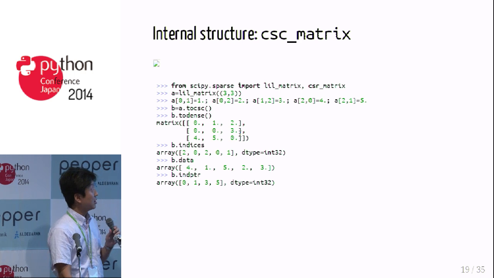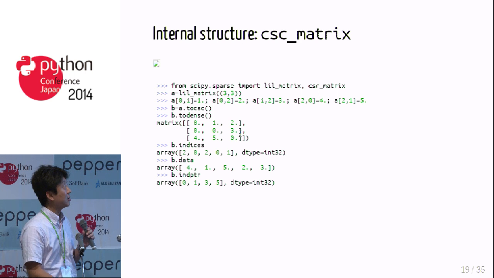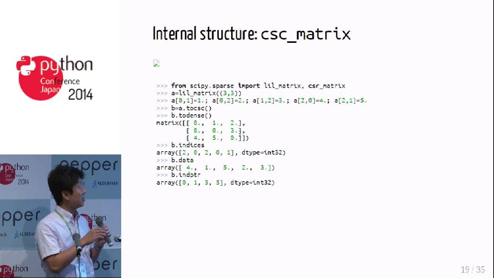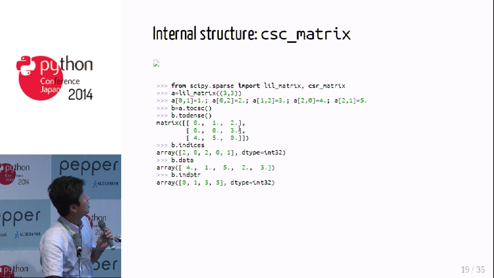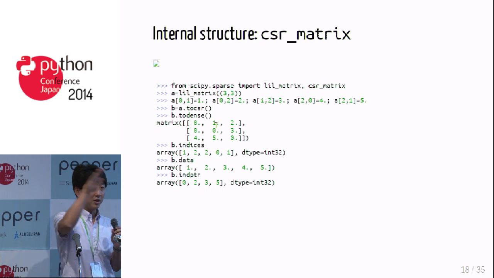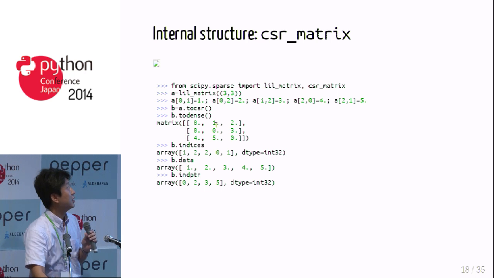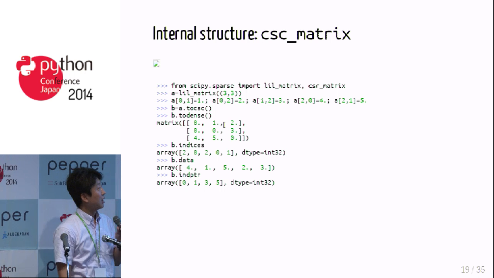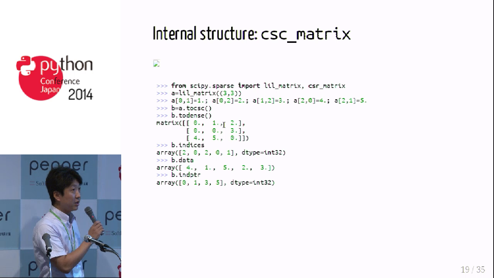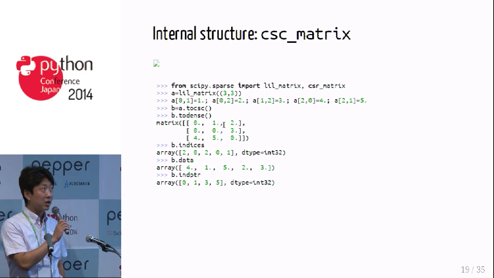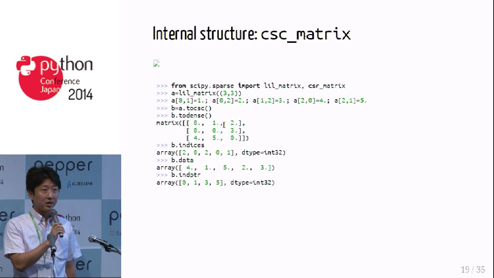And about CSC matrix, it's mostly the same. It's symmetric to CSR, so I think I don't have to explain in detail. But the one different thing is the order it's stored in: 4, 1, 5, 2, 3. In CSR, it is stored in one order, but CSC is stored in this order. And other things are all the same as CSR. So I explained the internal structure of CSR and CSC matrix.